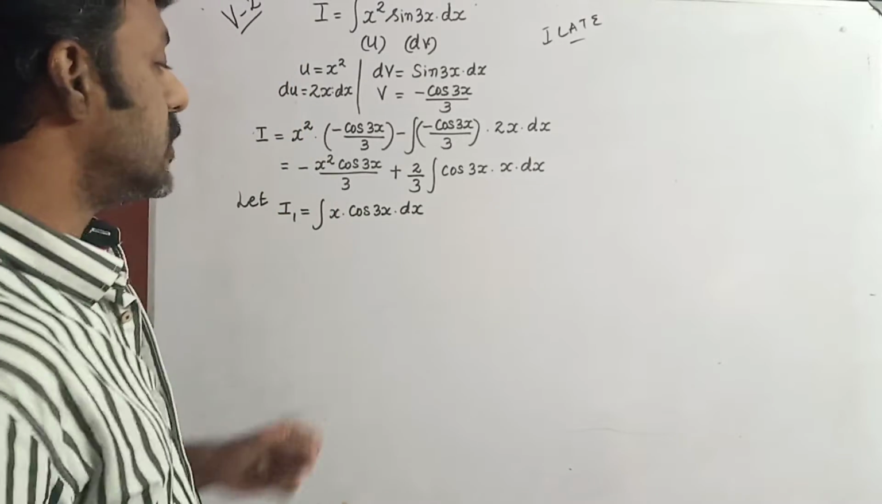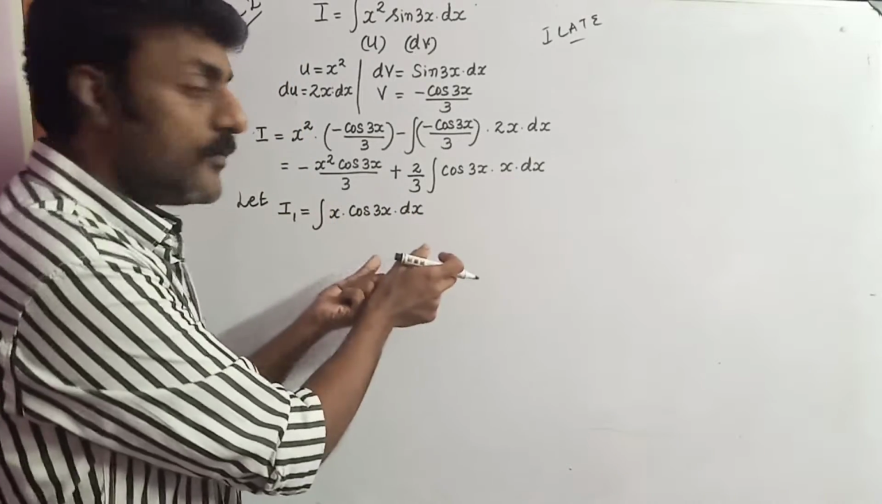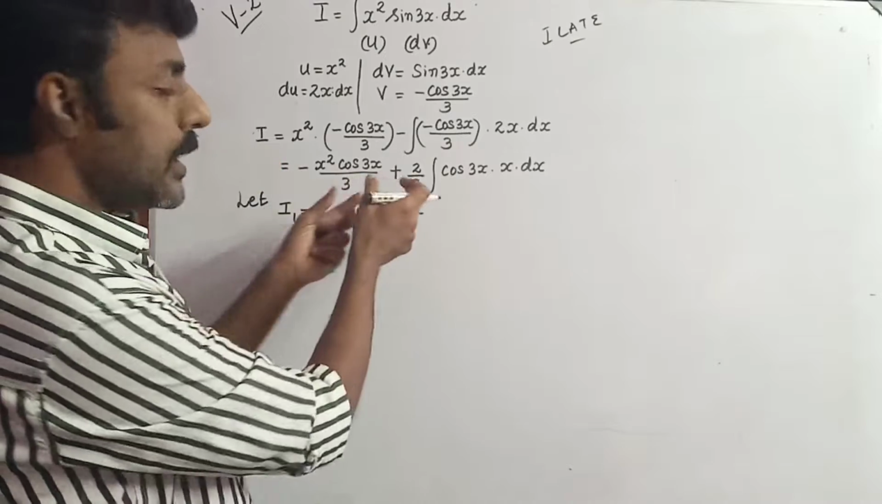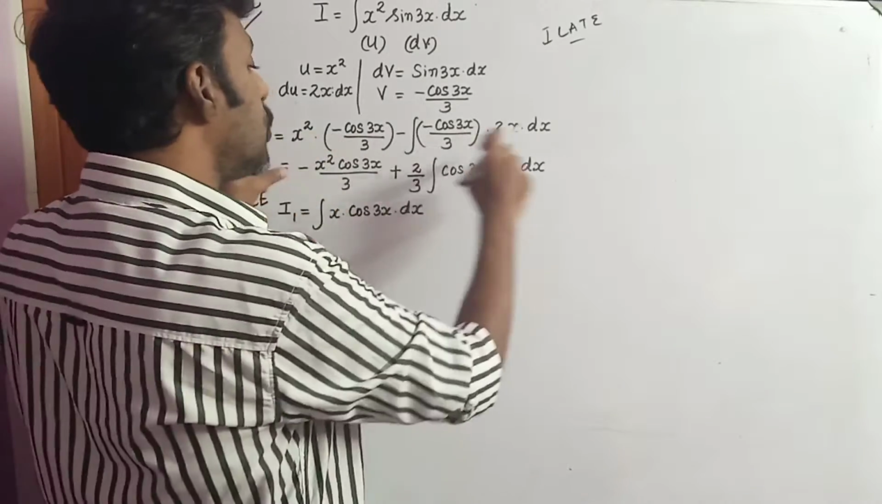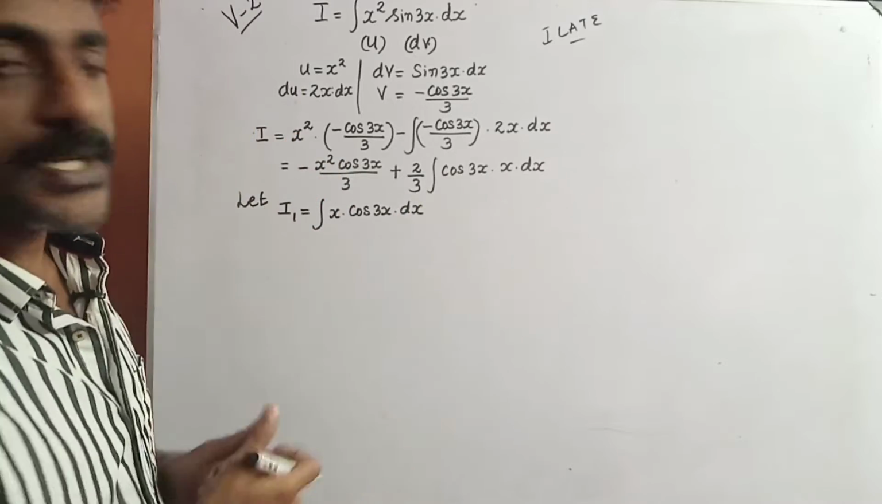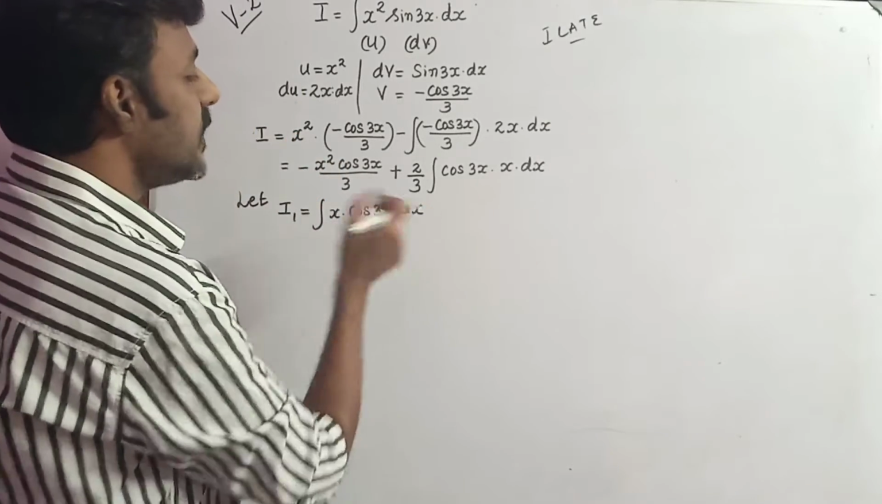This is what I'll be getting. So now what I'm going to do is evaluate this integral. After evaluating the integral, I'll be getting one answer. With that answer, I'm going to put it in the main integral and substitute. Okay, so x into cos 3x into dx.